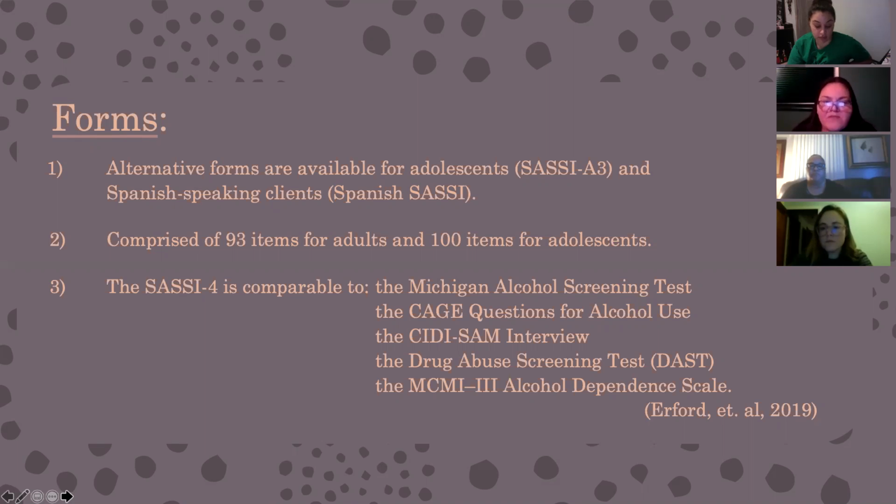The biggest difference between the SASSI and other substance use screenings is the measurement of defensiveness, or in other words, the consideration of potential dishonesty in reporting. This is helpful in determining treatment plans and for clients that are resistant to the idea that they even have a potential substance use disorder.